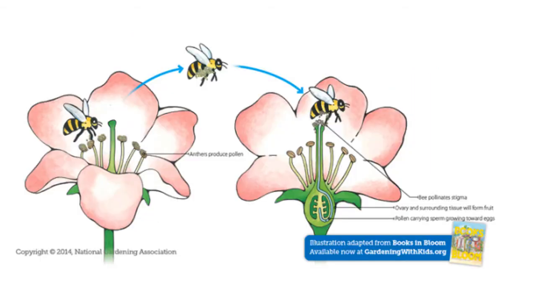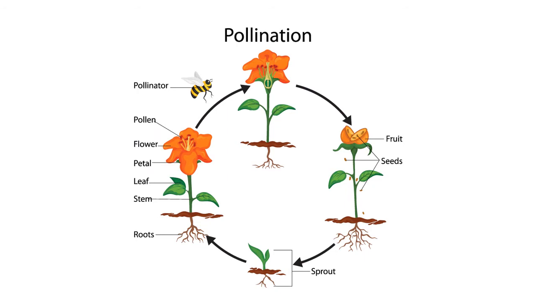Can you see? When the bee is sitting on one flower and moves on to another flower, those pollen grains fall over the pistil. So this is how pollination occurs. You can see here the pollinator, the pollen, and these various parts. Because of this pollination, fruit and seed development occurs.